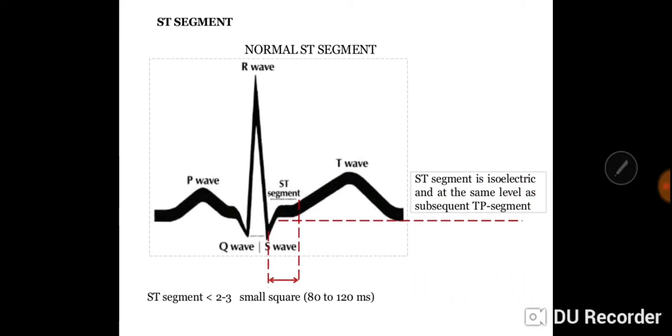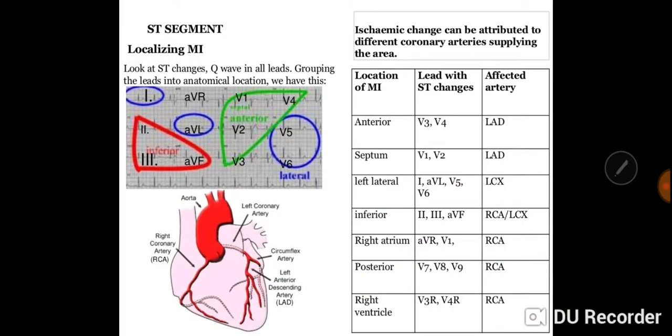Now the most important part, the ST segment. The ST segment is usually isoelectric. It's at the center line. It's at the same level as the subsequent TP segment, so around here. So this line represents where it should be. It's usually 2 to 3 small squares. It can help you identify ischemia and infarction. Now you need to learn this: the affected arteries and the changes in ST segments.